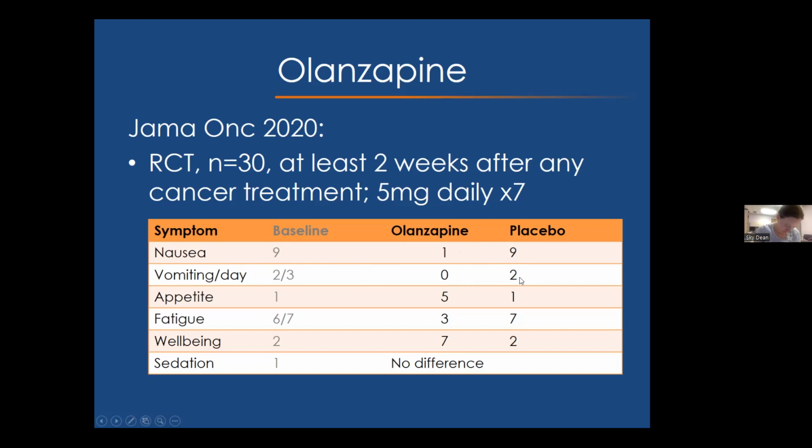Vomiting stopped, continued with placebo. Appetite improved notably. And then this is the part that is just really surprising. Fatigue actually improved in the olanzapine group, which, yes, if you're nauseous, you're washed out, but Zyprexa doesn't make you feel more tired. And sedation also was no difference between olanzapine and placebo. So it looks really promising.